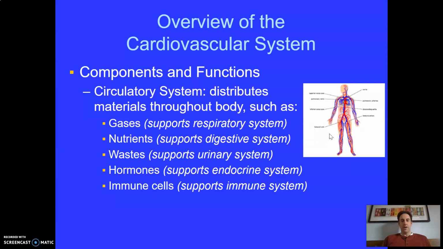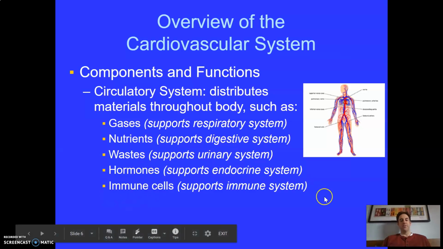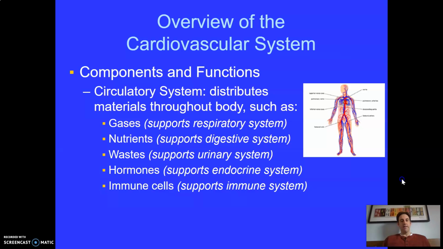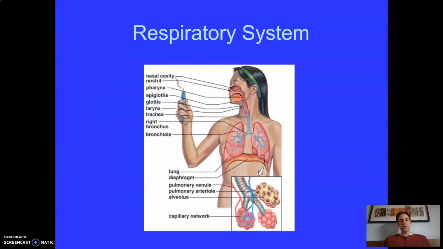Nutrients are distributed. When you eat food, the food gets absorbed into the bloodstream and is distributed to all your cells. So it supports the digestive system. Waste products from all your cells are dumped into the bloodstream where they eventually can be urinated out. So it supports the urinary system. Hormones are transported through the bloodstream, so it supports the endocrine system. Immune cells are transported, so it supports the immune system. So you can see the circulatory system is pretty central in helping the body do the things that it needs to stay alive.